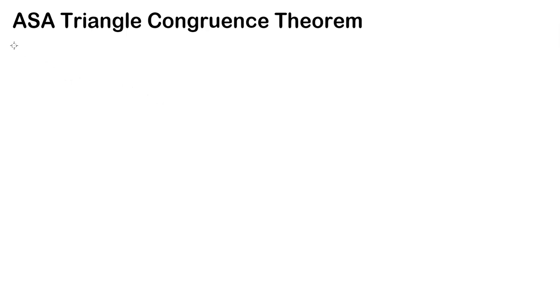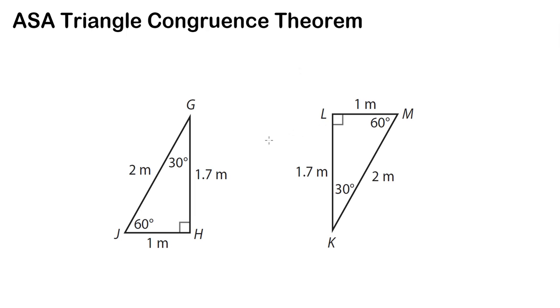In this lesson, we're going to learn about the ASA triangle congruence theorem. If you remember, in a previous lesson, we learned that in order to prove that two triangles are congruent, we had to prove that all of the corresponding parts are congruent. That means all three pairs of corresponding sides are congruent and all three pairs of corresponding angles.